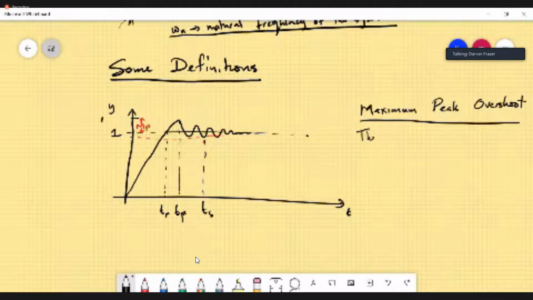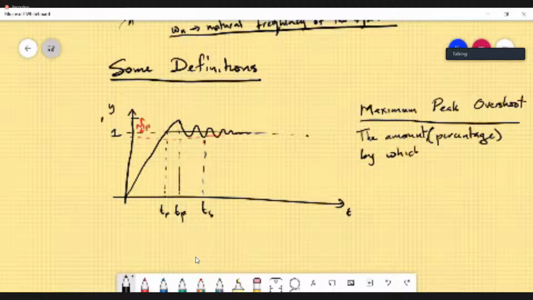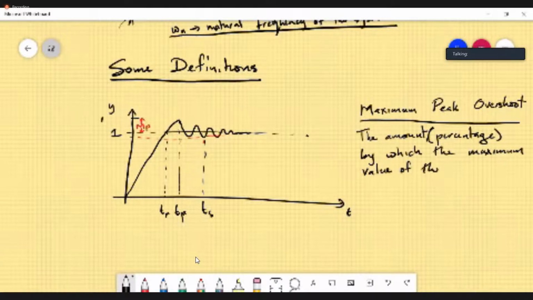It's the amount by which the maximum value of the output exceeds the final or stable value.